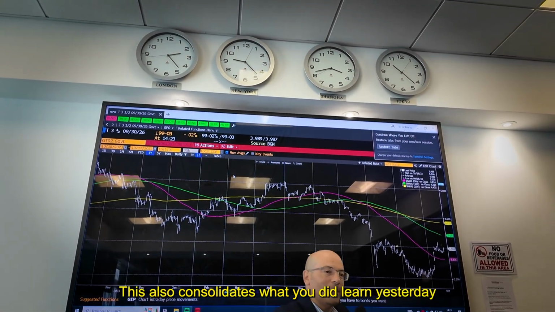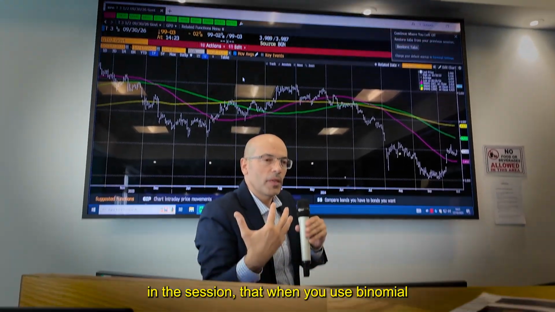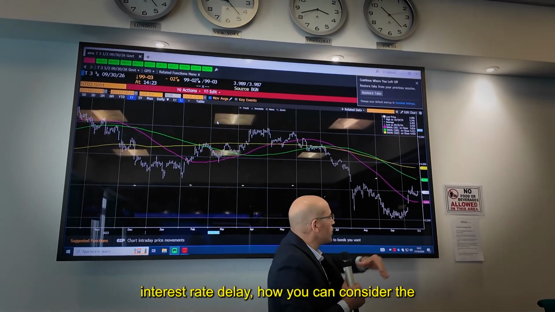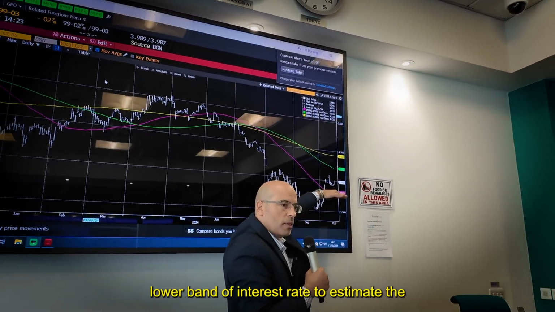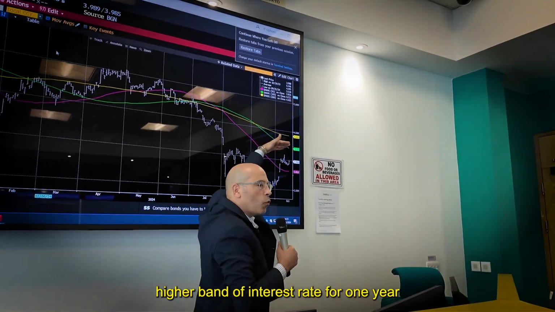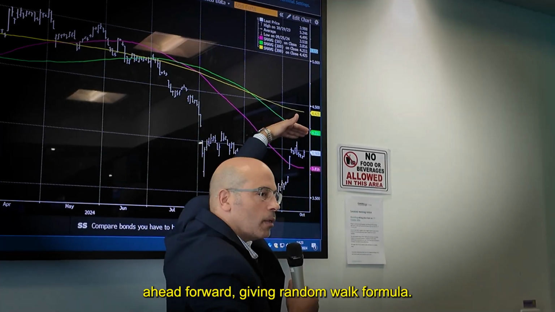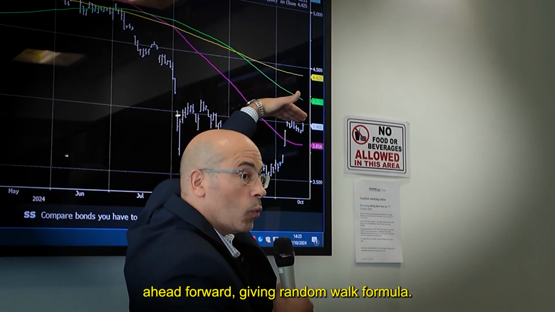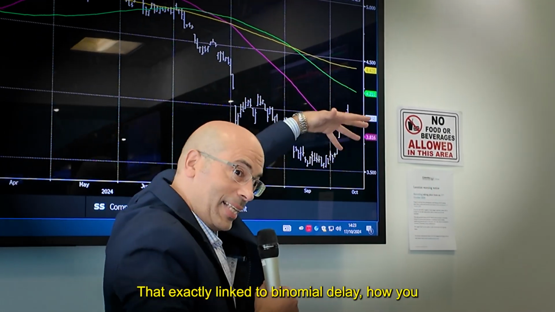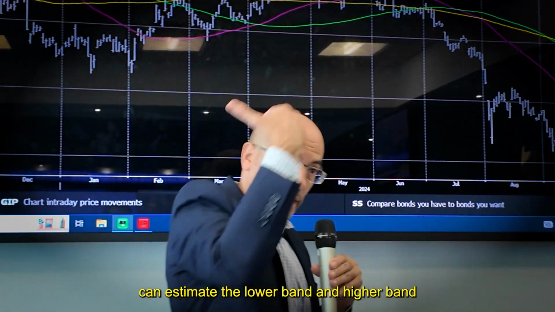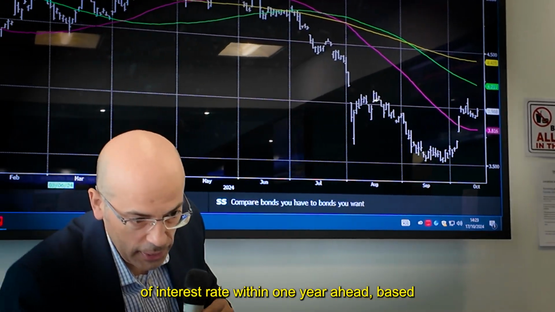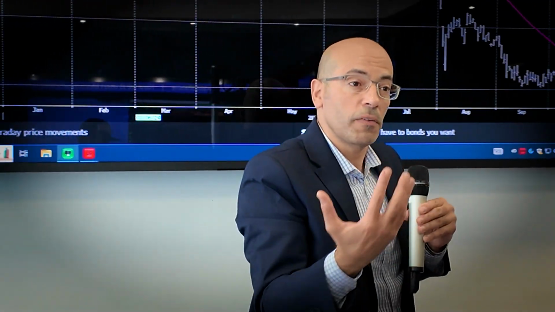This also consolidates what you learned yesterday in the session, that when you use a binomial interest rate tree, you can consider the lower band of interest rate to estimate the higher band of interest rate for 1 year ahead, given the random walk formula that exactly links it to the binomial tree, how we can estimate the lower band and higher band of interest rate within 1 year ahead, based on a number of risk factors.